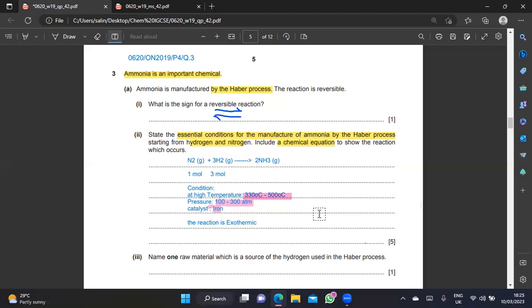Okay. So 5 marks. If you give the equation, 1 mark. If you give all of these 3 conditions, 1 mark each will be 4 marks. And then you can say the reaction is exothermic, 5 marks. You see how easy to answer your chemistry. You don't need to do a long essay. You can give your answer in a point form.